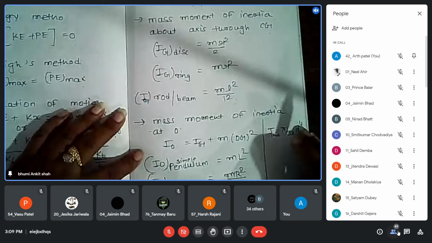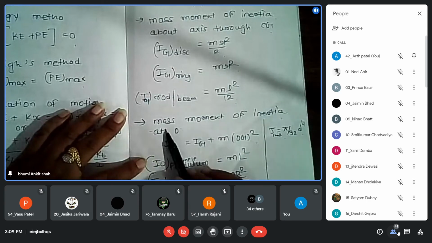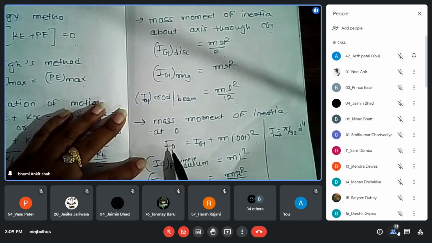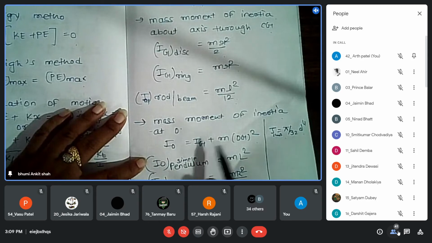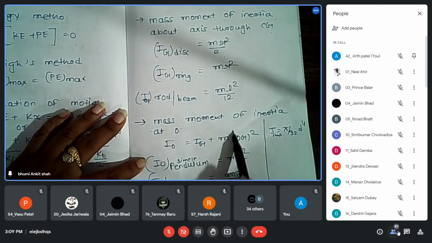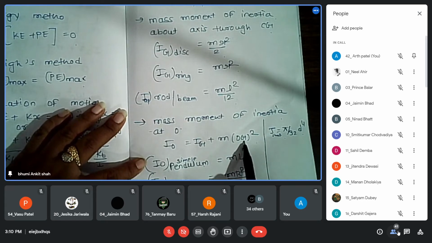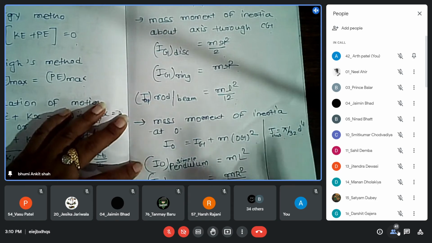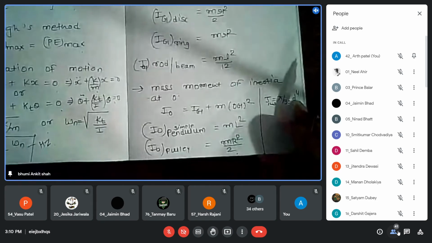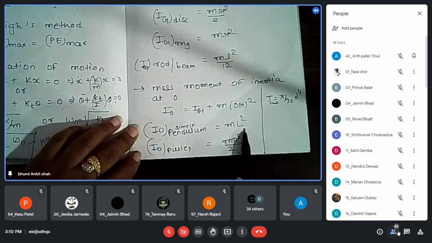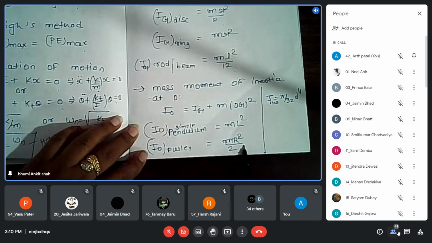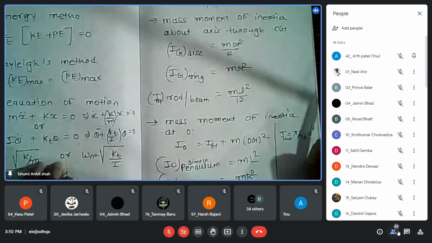Okay. Now, this is the mass moment of inertia at point O. So what is that? IO is equal to IG plus M into OG square. O means the fixed point and G means where your CG is located, right? So that length is called OG. Clear? Now, if it is a pendulum, you can simply write it as ml square. If it is a pulley, you can write mr square by 2, right? So these are the equations.